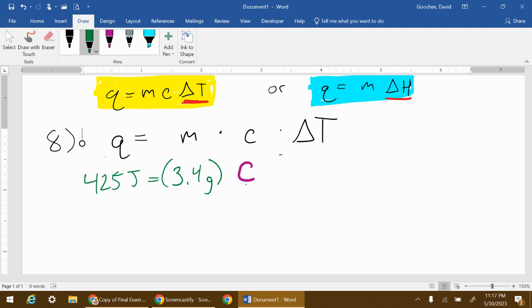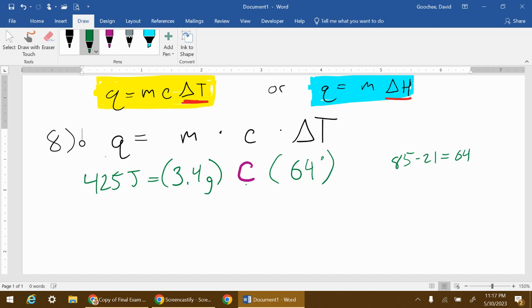All right. We're going to put in a C. And lastly, the change in temperature. Well, it went from 21 degrees to 85 degrees. So I'm going to do a little work over here. 85 minus 21 equals 64. So that was a change in temperature of 64 degrees.